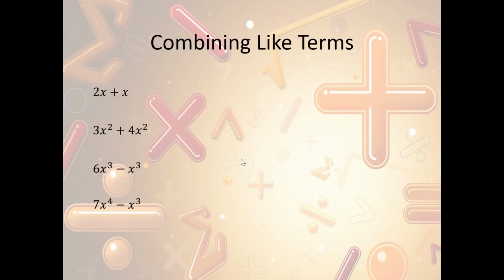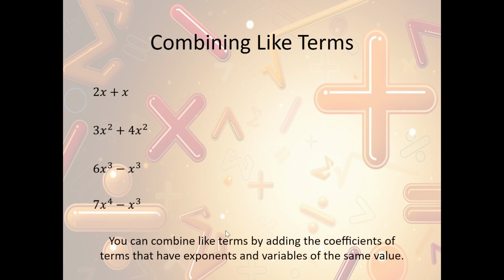Now, combining like terms. If we look at this, we're going to combine like terms, and the rule is, in order to combine like terms, they have to have the same exponents and same variables. And if they do, we're going to add the coefficients. So for instance, we have 2x and x. Well, they're both x's, so they have the same variables, and they have the same power, same exponent. Really, it's an imaginary exponent of 1. So we can just add these. 2x plus x is 3x.